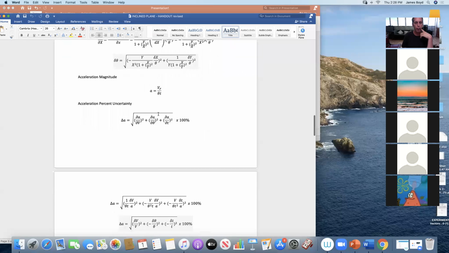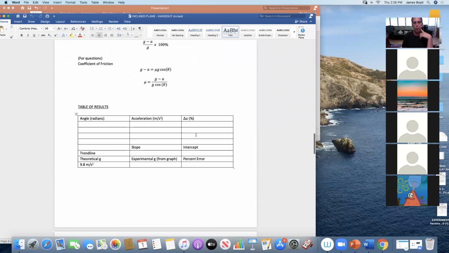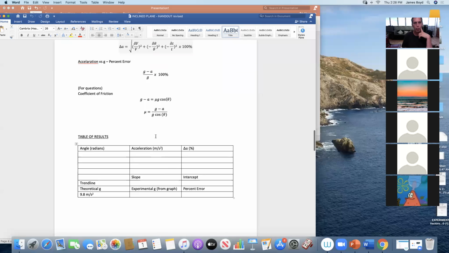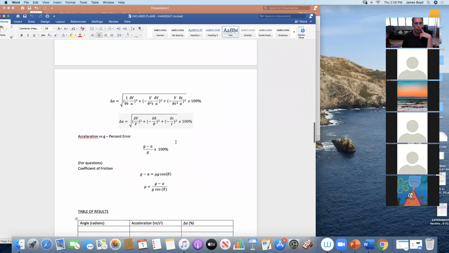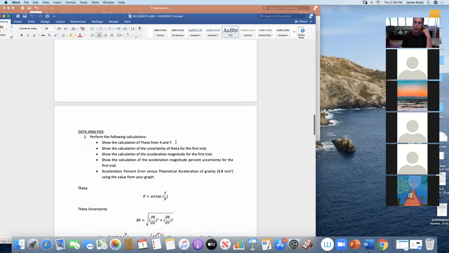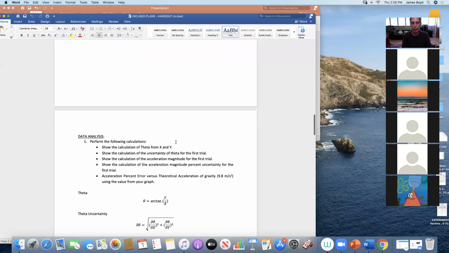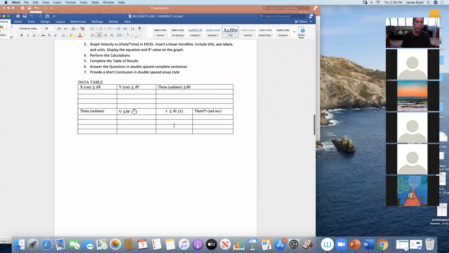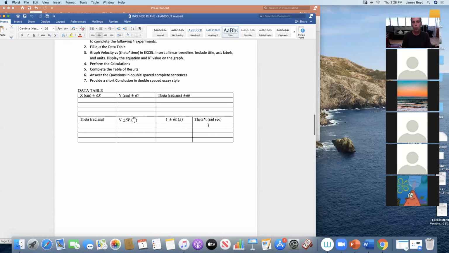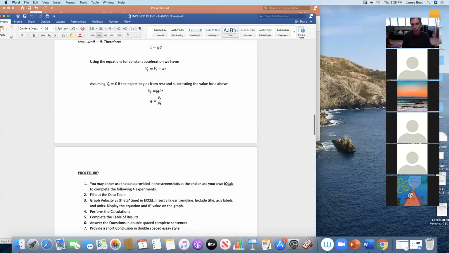I do want those on the graph as a percentage. Since they're a percentage, multiply them by 100%. The next step, though, is I want you to take your 4 values of V, and your 4 values of theta times T. So it's not V versus T, it's V versus theta times T. Because as we said, our experimental is V final over theta T.